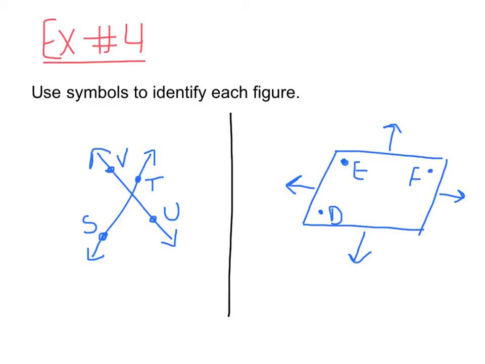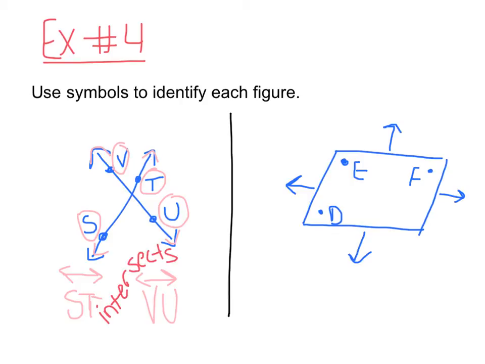Example 4, we have what looks like intersecting lines because they are crossing. So let's start off with what we know. We have two lines here. We have line ST, and remember we write a line with the line symbol above it. And we also have line VU. I know that they're both lines because I see the arrows, meaning they're going to keep going forever in both directions. In between the two lines, you write the word intersects, because they're meeting at a point right here when they cross. So line ST intersects line VU.